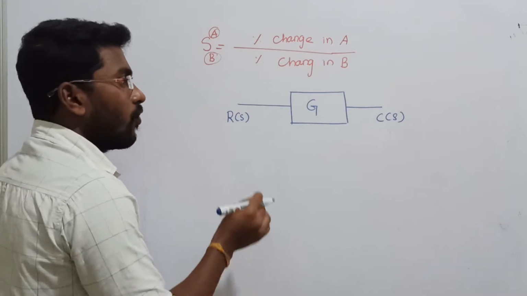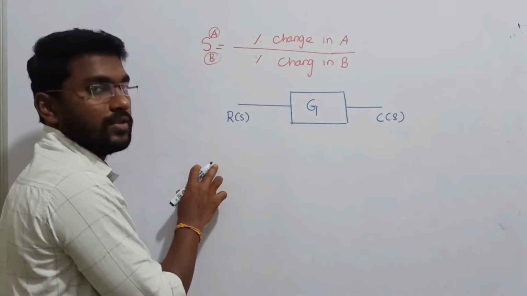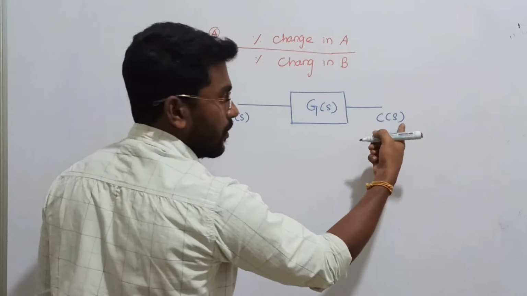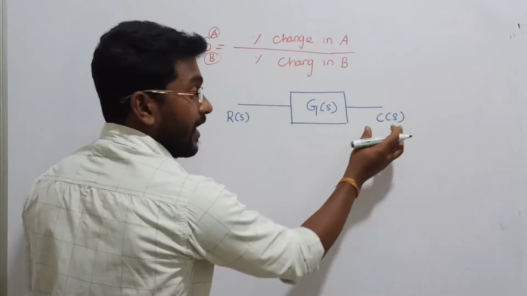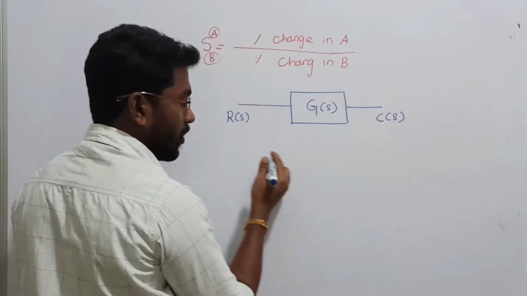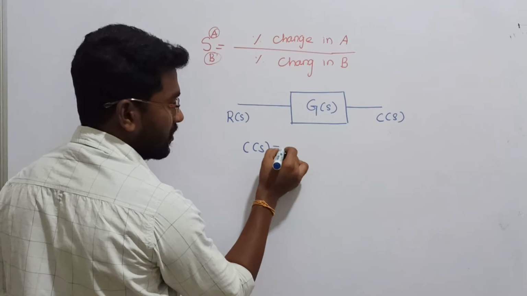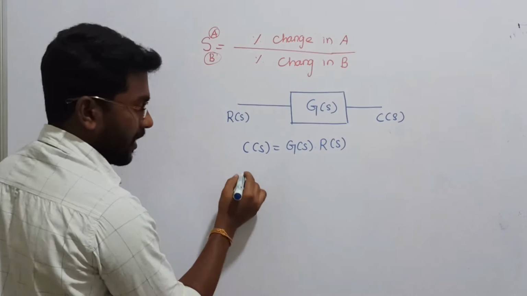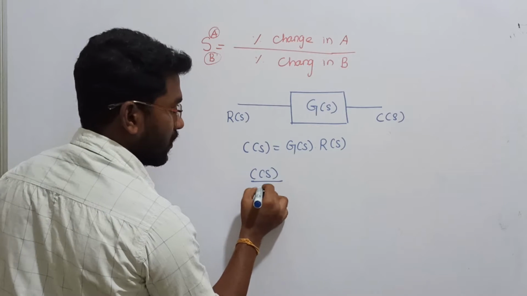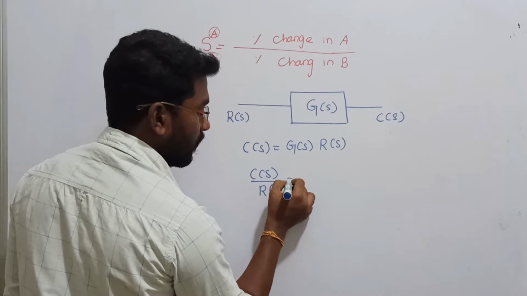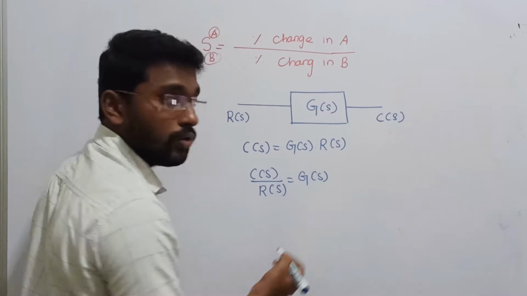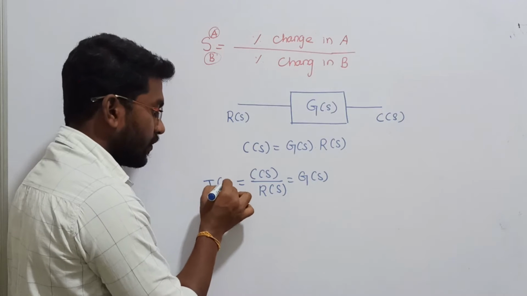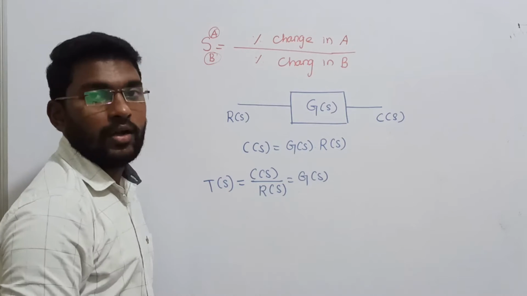Now the question is, what is the overall transfer function of this system? In this case, we can simply call it the overall transfer function. For that, I need the output first. In this system, the output C of s can be simply written as G of s into R of s. From this, I can write the ratio between C of s and R of s as G of s. This is called the transfer function of an open loop system. So the transfer function of your open loop system is nothing but G of s.